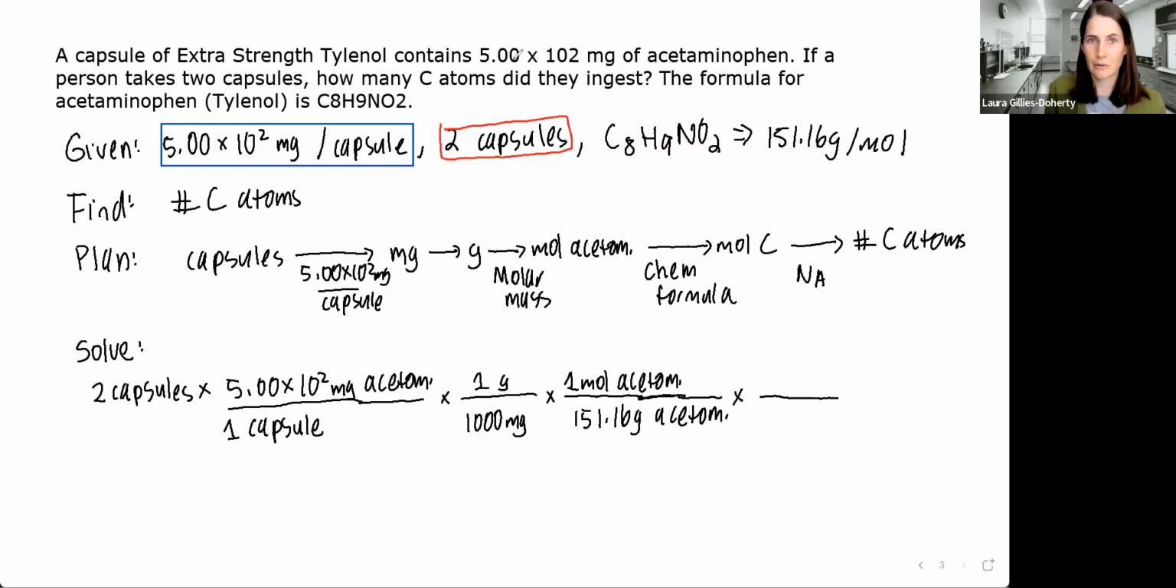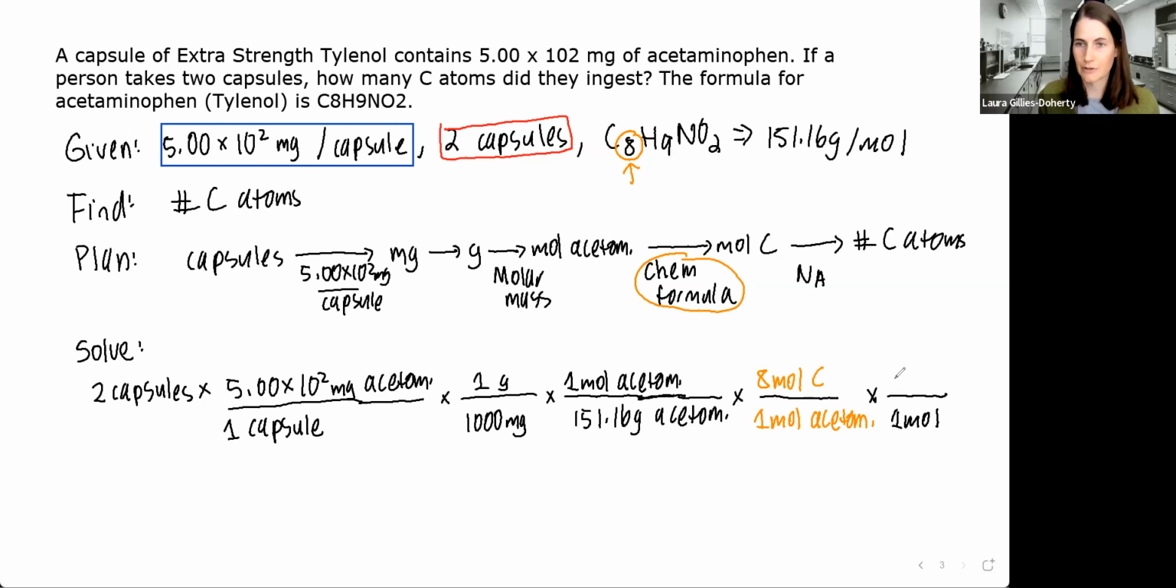And now we're ready to apply what we just learned with chemical formulas. You can use the chemical formula to convert from moles of acetaminophen to moles of carbon. So based on the chemical formula, there's 8 moles of carbon in every 1 mole of acetaminophen. And then our last conversion is one we learned earlier in chapter 6. We're going to use Avogadro's number to go from moles of carbon to number of carbon atoms. So I ran out of space there.